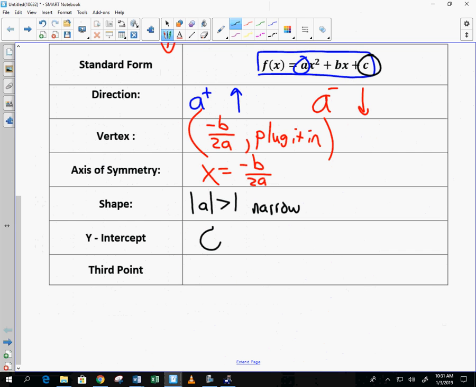So these are notes that you could choose to say, hey, I'm going to put these on the test. When the absolute value of a is less than 1, then instead of being narrow, it's wide. If the absolute value of a is equal to 1, then it's what we call just a normal-looking parabola. Okay? Normal-looking parabola. And we will go ahead and get our third point here in just a second.